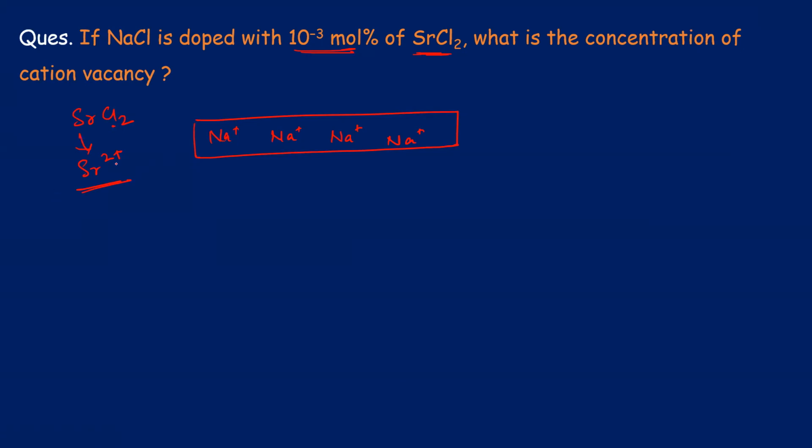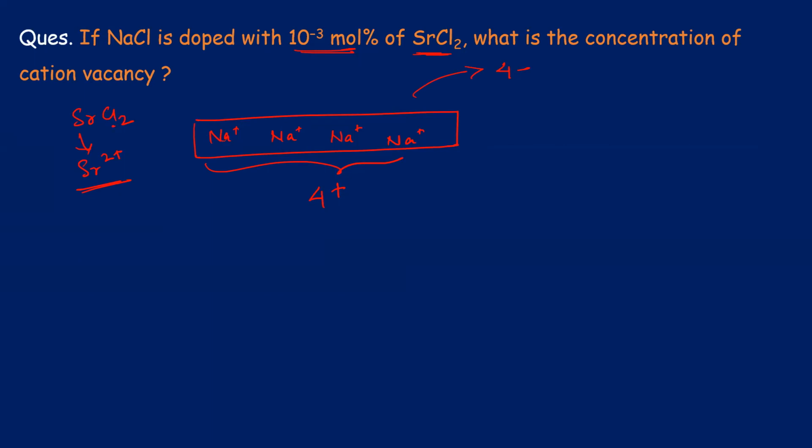Yes, sir. Okay. Now we have this solid in which we have 4 Na plus. That means the total charge is 4 positive. Correct? Yes, sir. Similarly, you will have 4 negative charges due to Cl. We are not changing Cl. Cl is the same as what was there before. Cl is not an impurity here. Cl is present in NaCl and also in SrCl2.